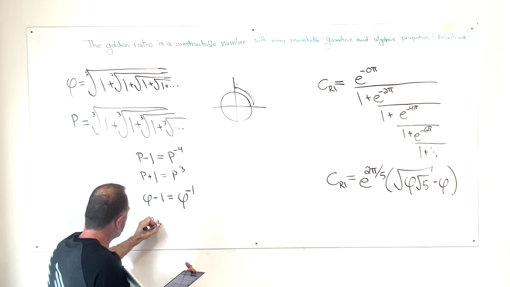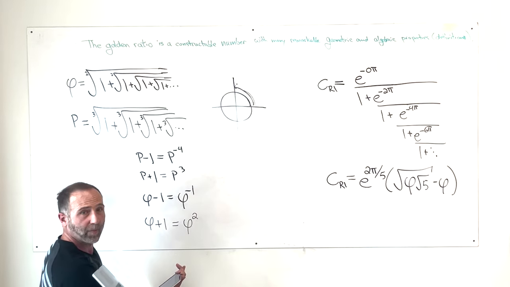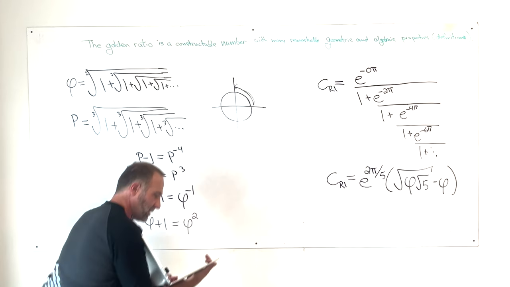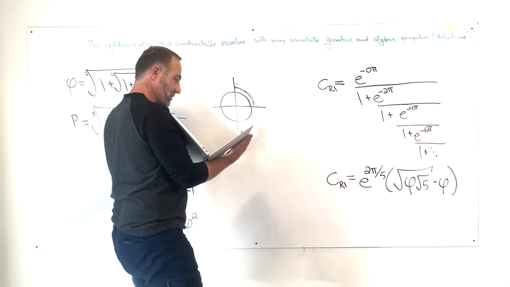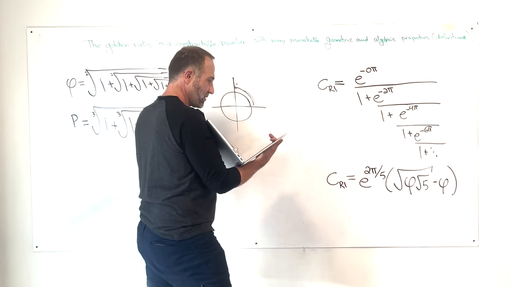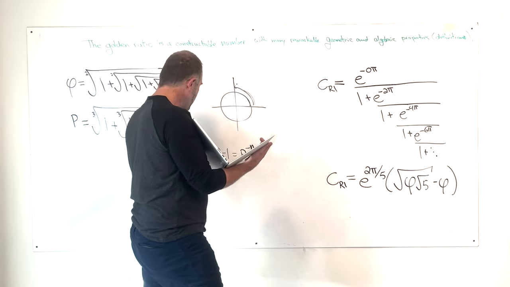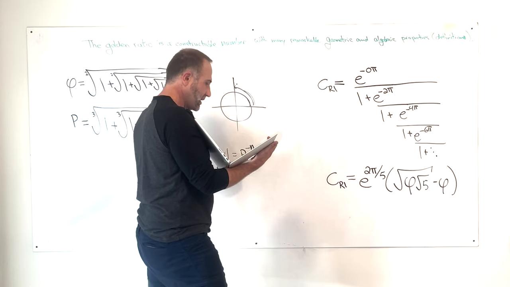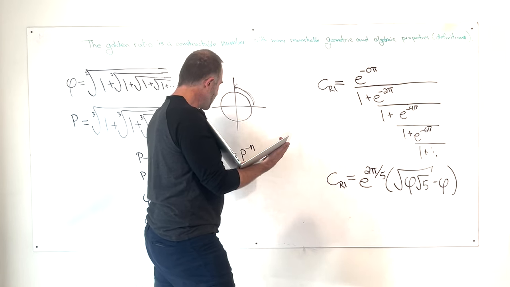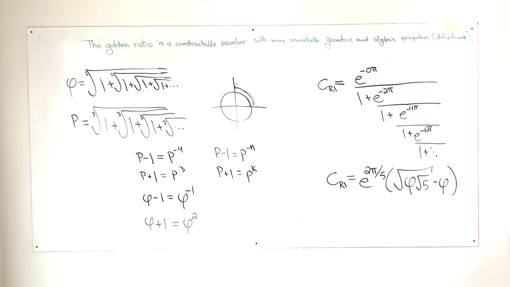And plus 1 squared, another whole number. Okay, it turns out, so the relationship here is what? P minus 1 equals P to the negative n. That's the whole number we're identifying. And P plus 1 equals P to the k, another whole number. So as long as n and k are whole numbers, you can try to find any algebraic geometric number that has that built into it. And these are the only two.